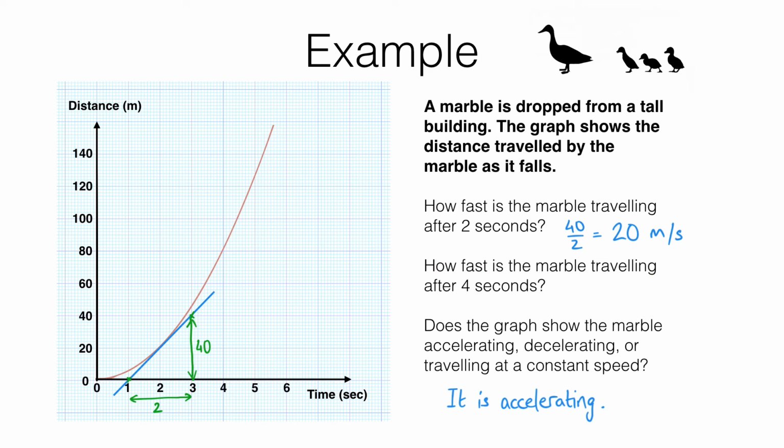How fast is the marble travelling after 4 seconds? Well, this time I need to draw a tangent to the curve at this point here. Now I'm just going to clear away the previous workings to give myself some space. And I'm going to draw a straight line that just touches the curve at that one point and has the same sort of gradient as it does right there. Now I've drawn this tangent to the curve at that particular point. Pause the video and see if you can find the gradient of this tangent, and therefore the gradient of the curve at this particular point.